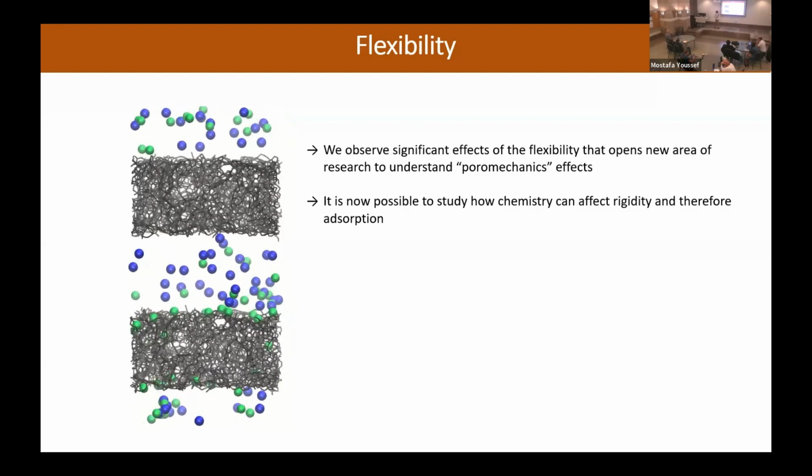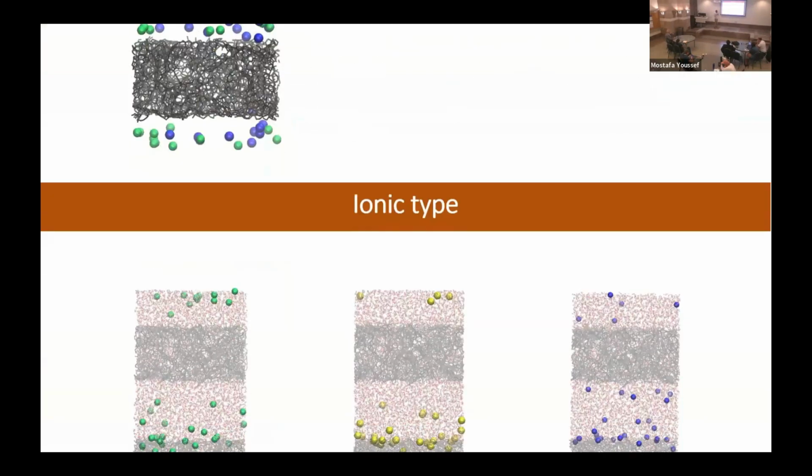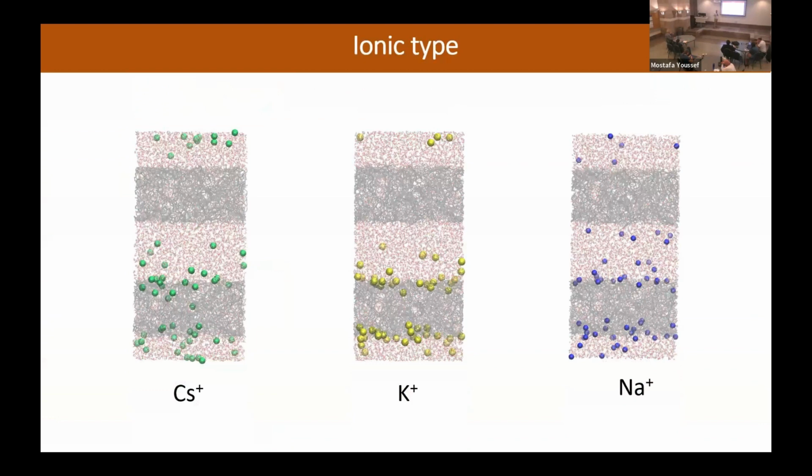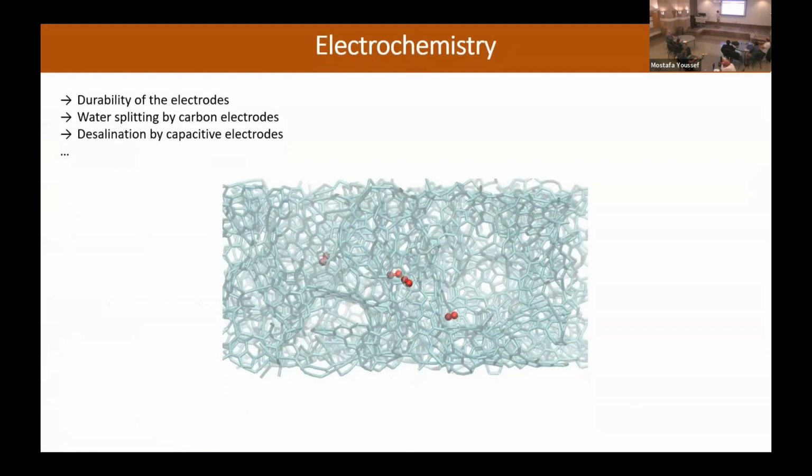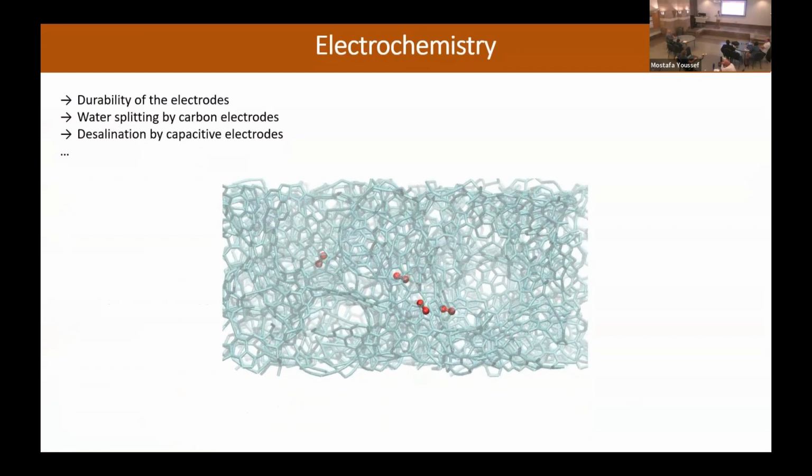We can also look at different kinds of ions. This is kind of the follow-up of the story I was telling you for the asymmetrical docking. So now we can look at sodium, potassium, cesium, or other kinds of alkali. Maybe we can look at calcium or other ions. And maybe the most exciting, we can do chemical reactions.